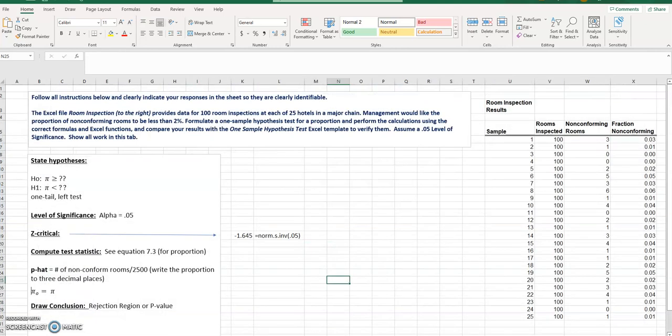Chapter 7, hypothesis testing. So we've got some information here on hotel rooms, 25 hotels, 100 rooms. So a sample of 2,500 data points here. And what you're looking to test here is whether or not the percentage of non-conforming rooms is less than 2%.